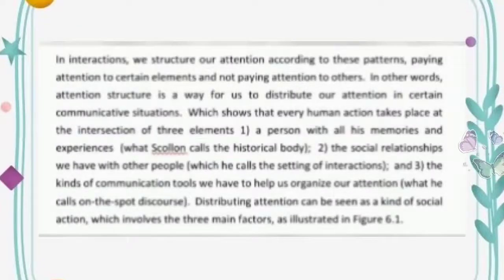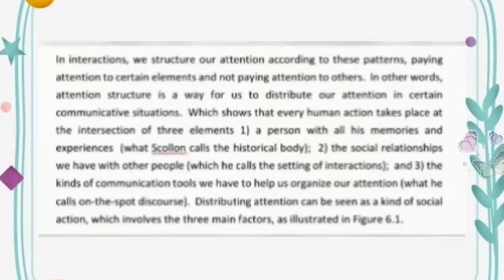In interaction, we structure our attention according to these patterns, paying attention to certain elements and not paying attention to others. In other words, attention structure is a way for us to distribute our attention in certain communicative situations, which shows that every human action takes place at the intersection of three elements.